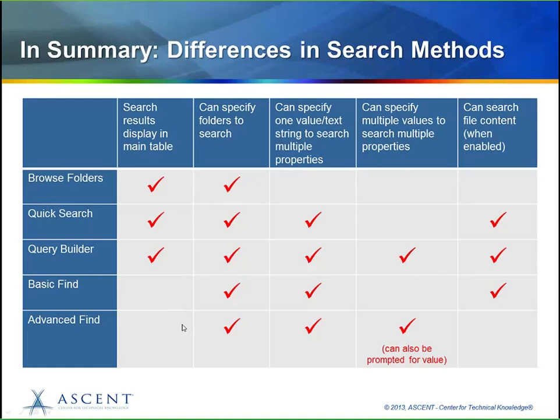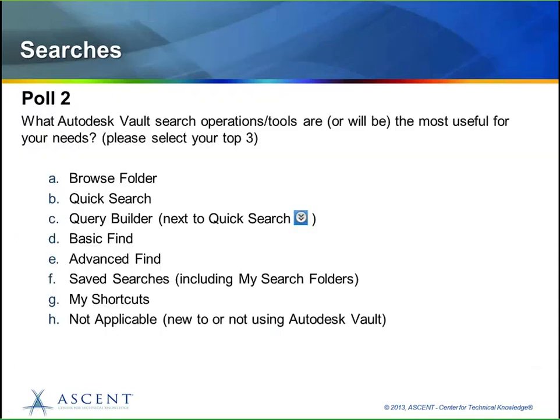And again, it depends what your preferences are, maybe how big your database is, perhaps your naming scheme. It depends on which you might want to choose at a given time. And so now, after hearing more about some of the options, we're going to ask a similar question again, just to see what your answers might be this time, if different. The question is, what Autodesk Vault search operations or tools are or will be the most useful for your needs?